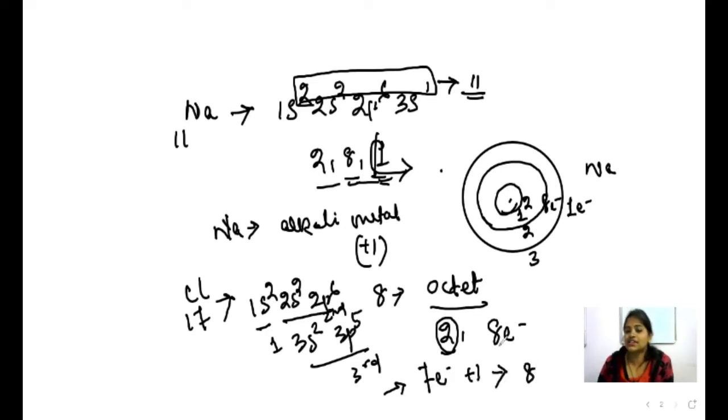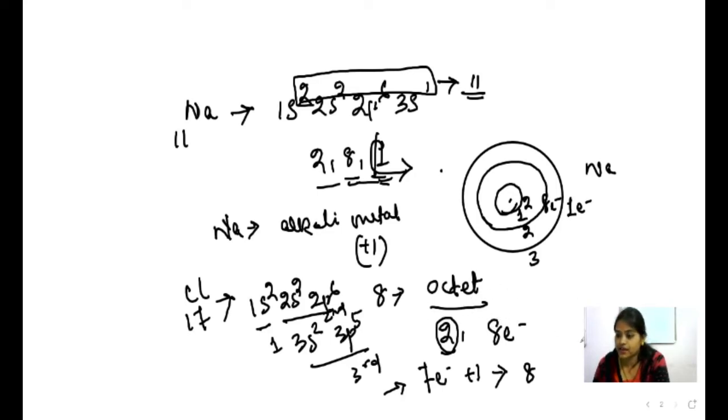That means chlorine has the highest electron gain enthalpy. We know that electron gain enthalpy means the amount of energy released when one electron is added to the outermost shell of a neutral gaseous atom or isolated gaseous atom. So chlorine has the highest electron affinity in the whole periodic table. We all know that.